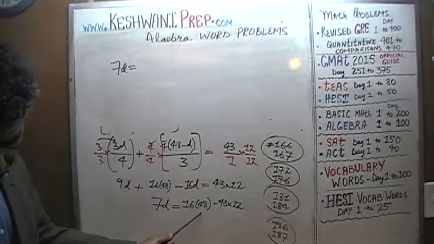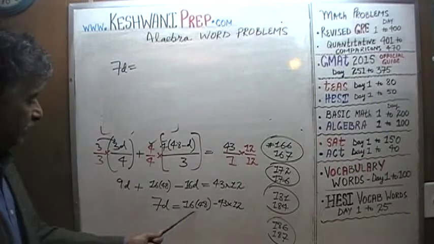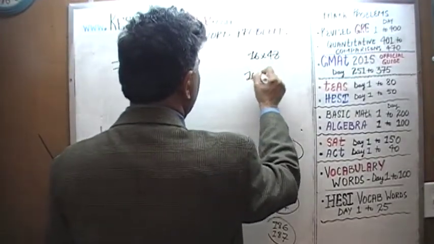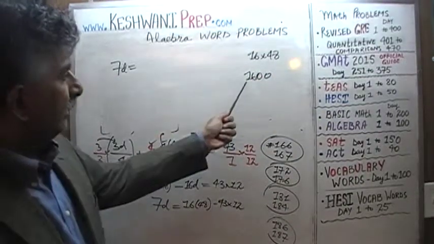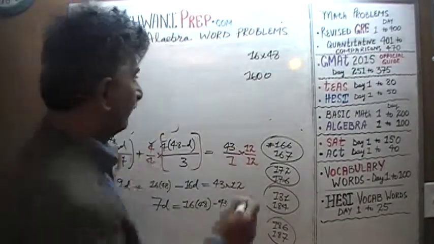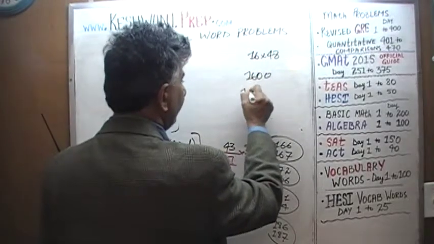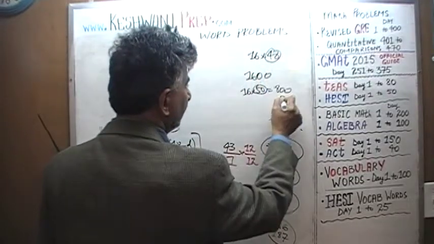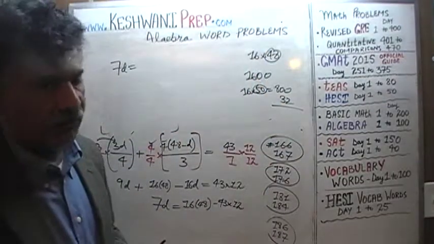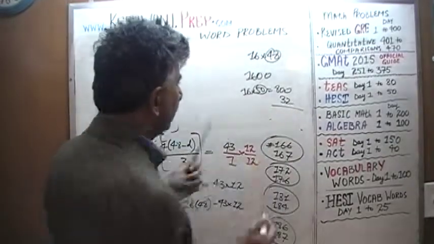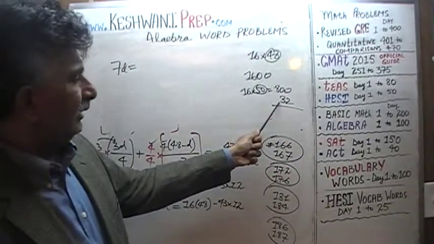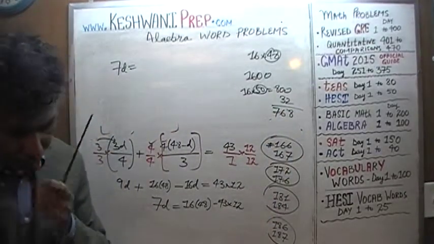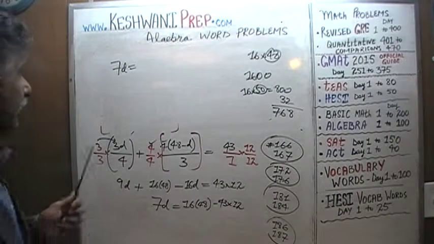Let's figure it out here. How much is 16 times 48? Well, let's see. 16 times 100 is 1600. Therefore, 16 times 50 would be 800. We don't want 50. We want 48. So just subtract 32 from it. 800 minus 30 would have been 770, so it's going to be 768. As I said, let's hope and pray to God that I have not made an error.